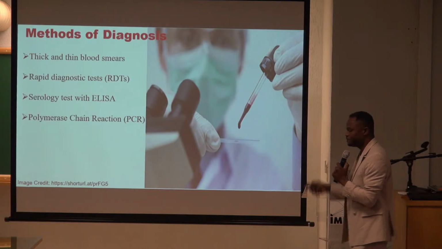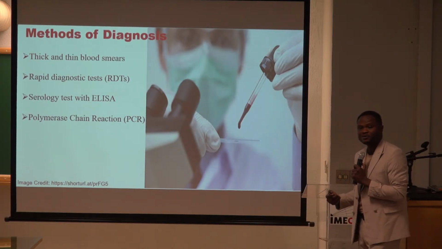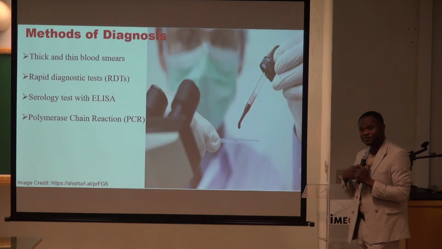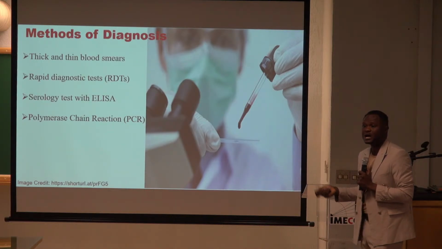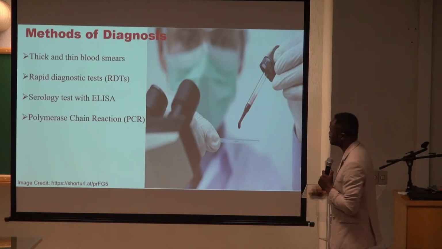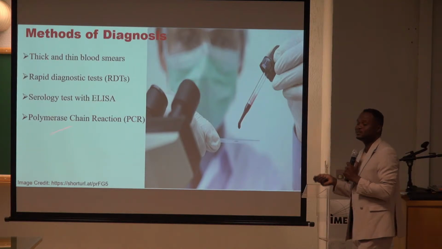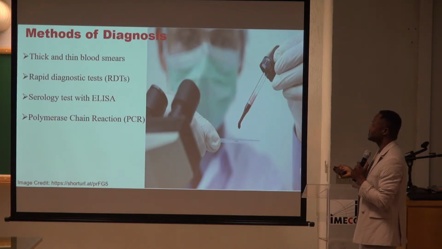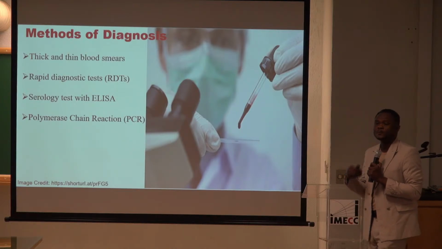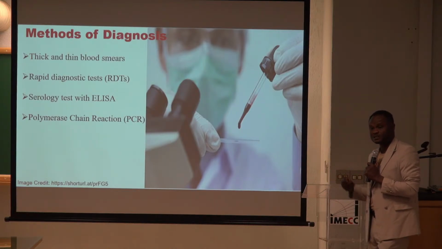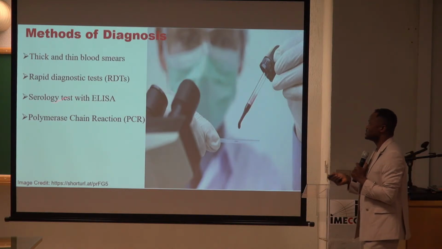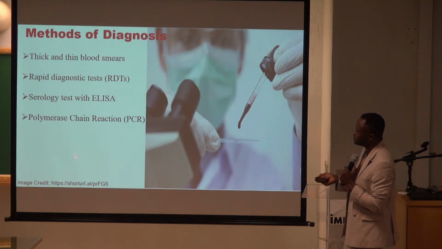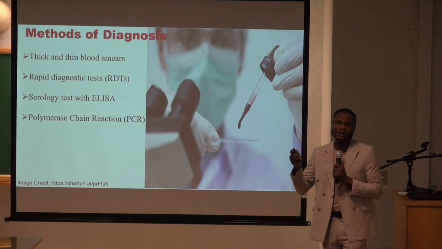So we have different methods of diagnosing malaria. Some of them are conventional. Some of them have been in existence before I was born, and some of them are just coming up, right? So we have the conventional and we have the recent or current trends. Some of them include thick and thin blood smear, rapid diagnostic test. During COVID, everybody was using rapid diagnostic test where your antigen will be used. And we also have serology with ELISA, and we have polymerase chain reaction, which is PCR.